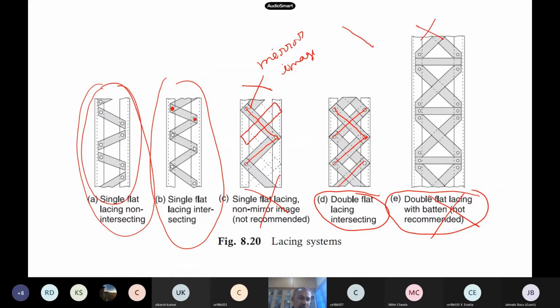What our IS code recommends is that the lacings on the column have to be mirror images. If you do it the other way around, then torsion and other kinds of problems come. These things are not recommended by the code. Even where you mix lacings with battens, that becomes very complex. A double flat lacing is what our code recommends. It is given in IS 800.